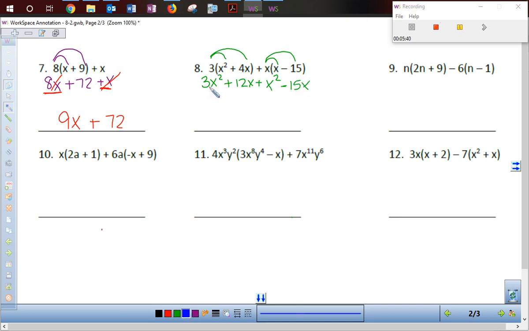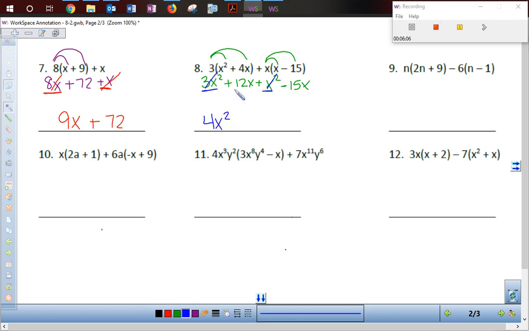Now, to combine like terms, they have to have the exact same variable raised to the exact same exponent. So here I have an x squared and an x squared. These two are like terms. They can be added together. Now when you add them, you only add their coefficients. The variables stay the same. So 3x squared plus x squared gives me 4x squared.